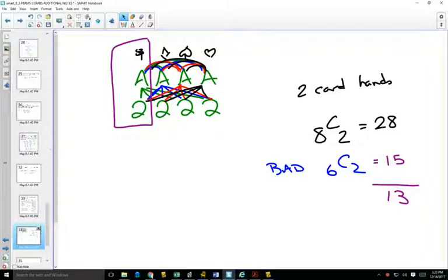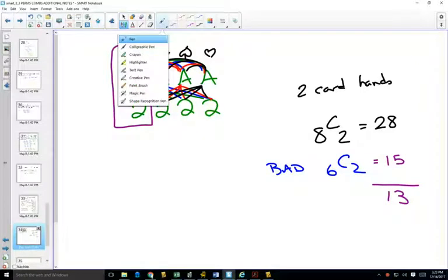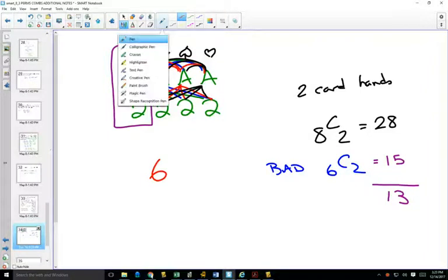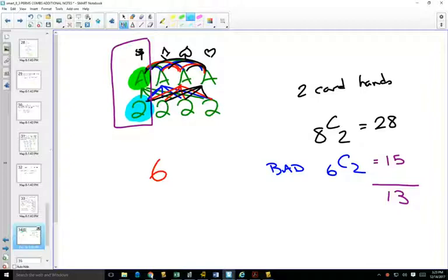Now, when counting those ones directly, can you see if you had exactly 1 club, this club could go with those 6, giving you 6. And then this club could have gone with those 6 to give you 6 more. And then what haven't I counted? Both clubs together, 1 more to get 13.